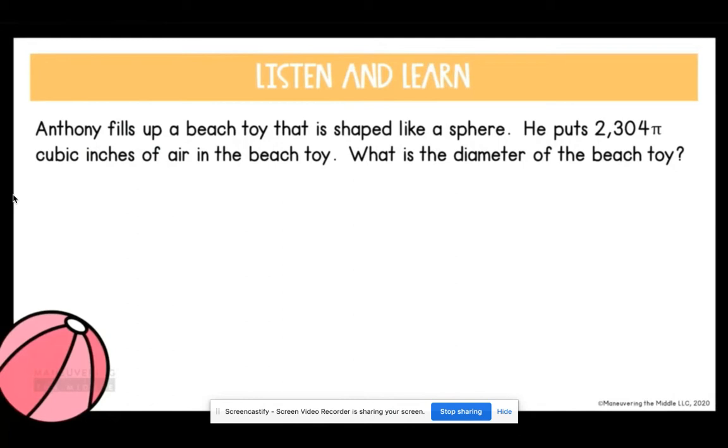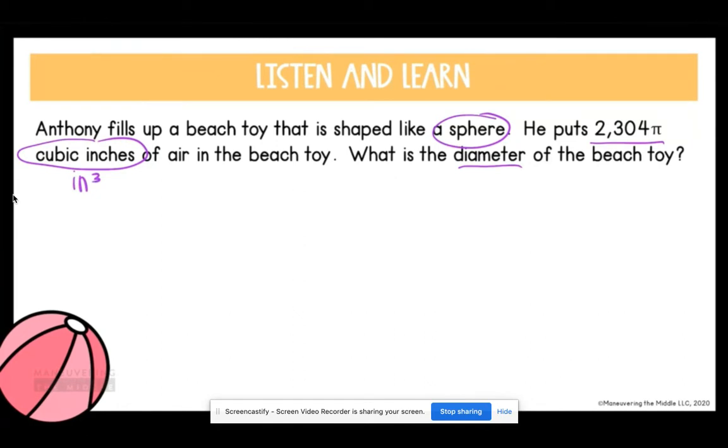It says, Anthony fills up a beach toy that is shaped like a sphere. He puts 2,304 pi cubic inches of air in the beach toy. What is the diameter of the beach toy? Okay, so we know we're talking about a sphere, and we know that we're talking about volume because of this. Anything that's in cubic units of measurement is volume. We are looking for the diameter of this sphere.